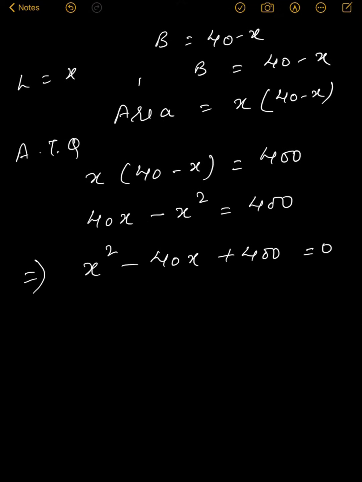Now you can use any method. We will be using the factorization method here, easily. AC is 400, it is positive, but B is negative.